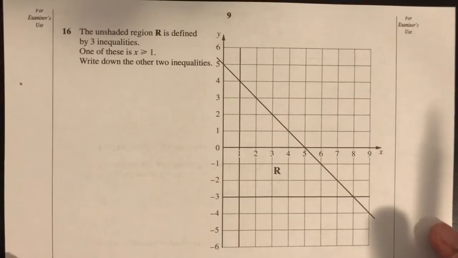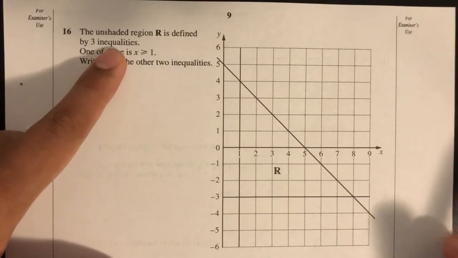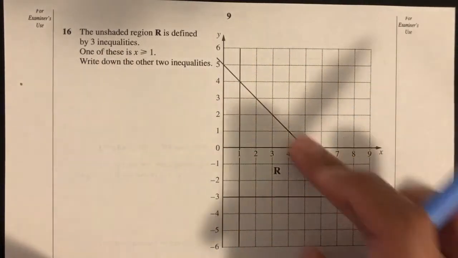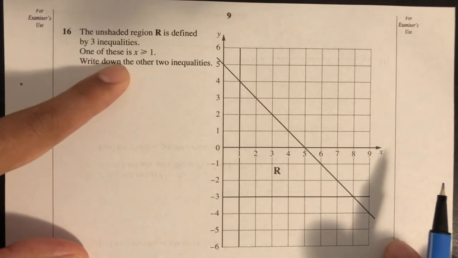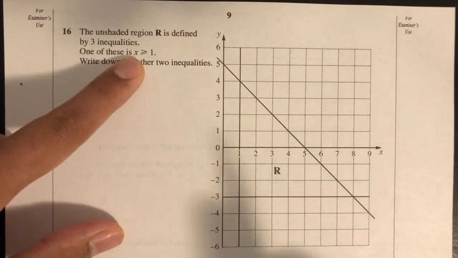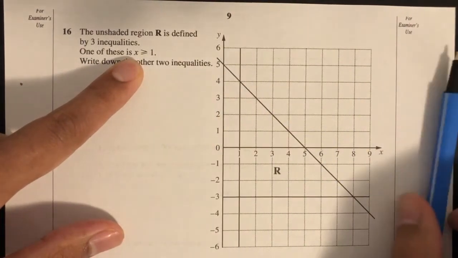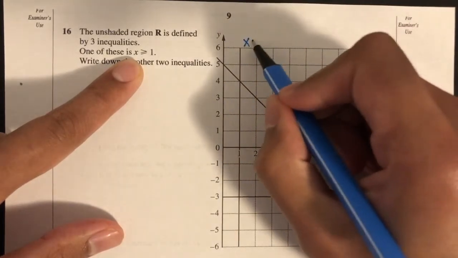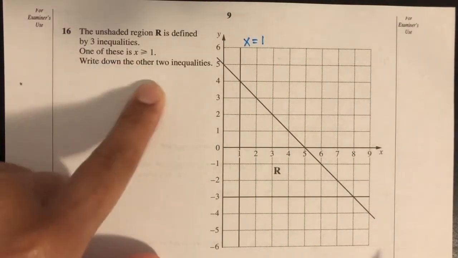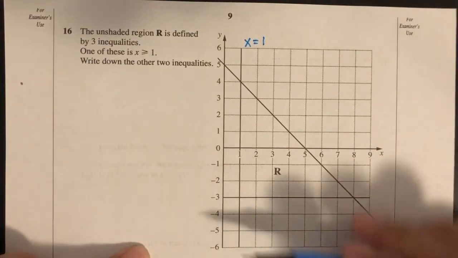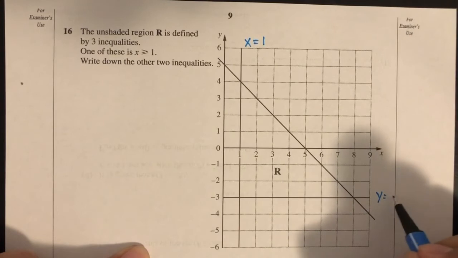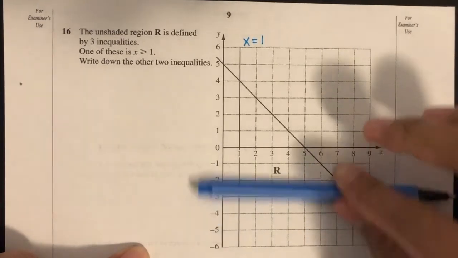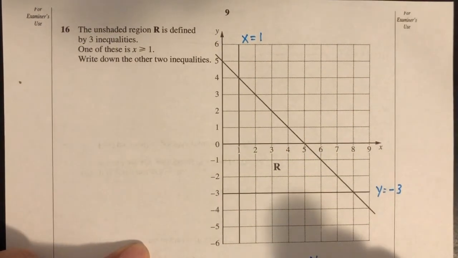So question number 16, here we have the unshaded region R is defined by 3 inequalities. So this is the region that is not shaded. Outside it is shaded, right? So one of these inequalities is x is more than 1, which is this one. This is the line x is equal to 1. Write down the other two. So we have to find the equation of this line. This line is y equal to minus 3. It is above this line, so y is more than minus 3.